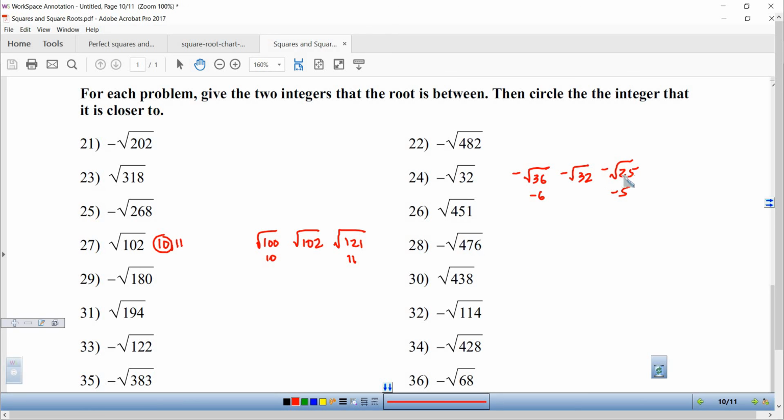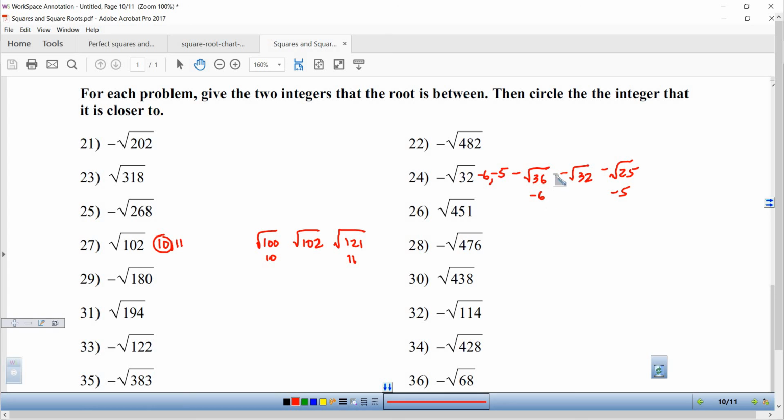I'm leaving off the square roots. I shouldn't really do that when I'm saying that. So let me say that again. The negative square root of 32 is between the negative square root of 36 and the negative square root of 25. So the answer for this one is it's between negative 6 and negative 5.